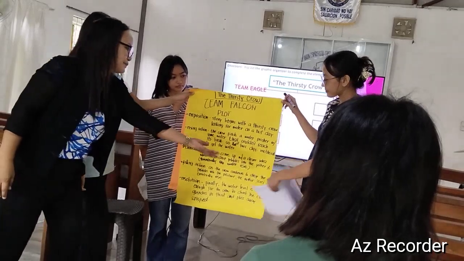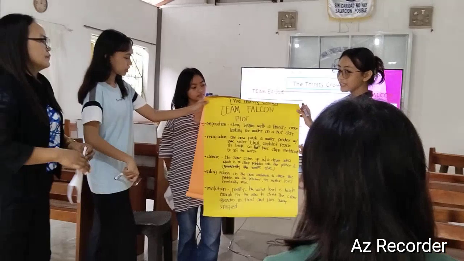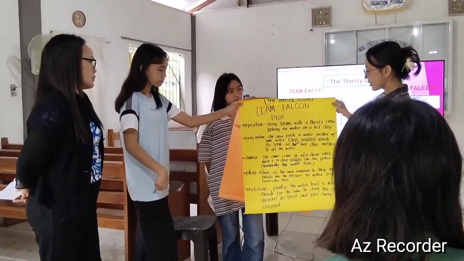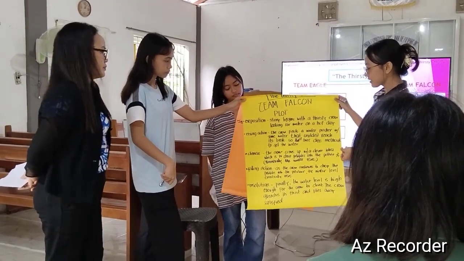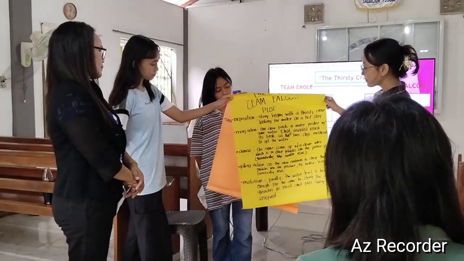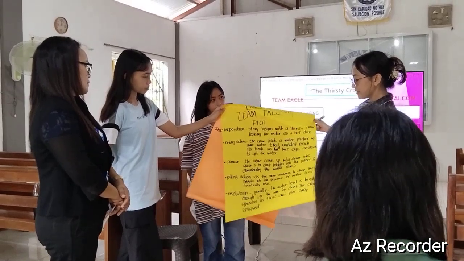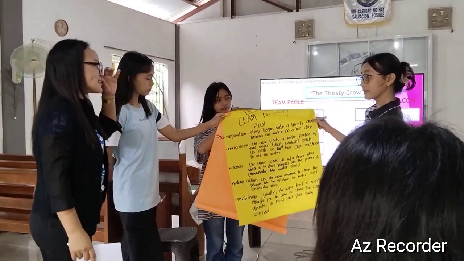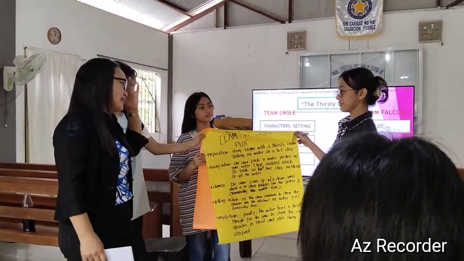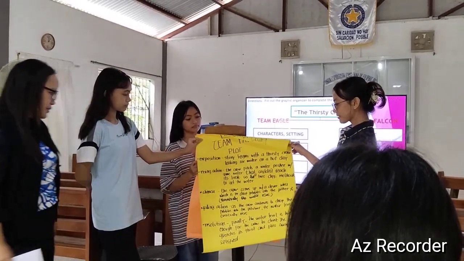First, the exposition. The story begins with a thirsty crow looking for water and a hot pig. Second, the rising action. The crow finds a water pitcher with some water that couldn't reach its beak, so he tries different methods to get the water. The climax would be the crow comes up with a clever idea, which is to drop pebbles into the pitcher. Yes. So that is the most exciting part when the crow comes up with a clever idea that what? To drop pebbles into the pitcher. Okay, very good. And then?